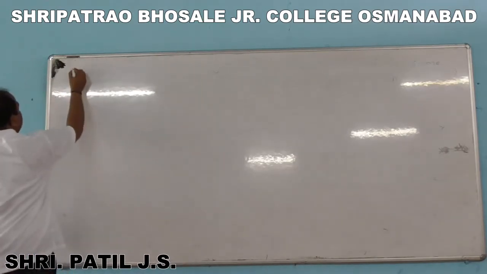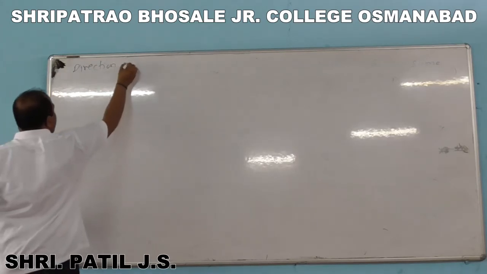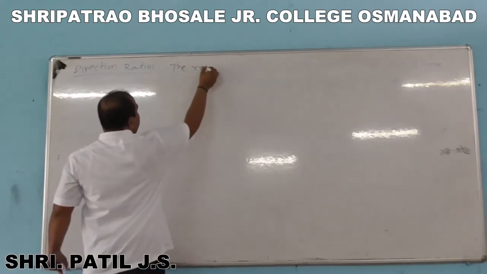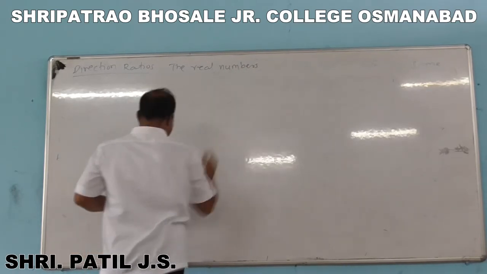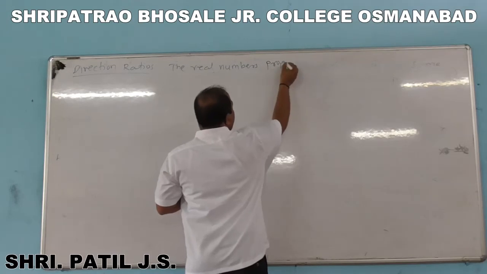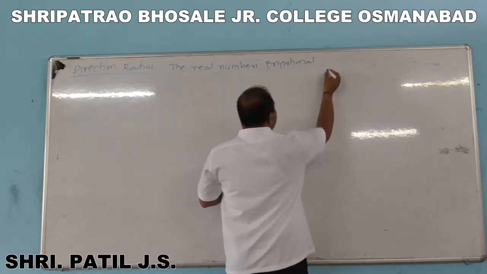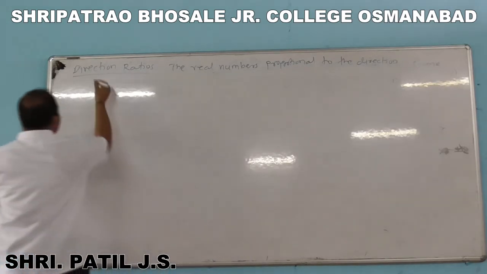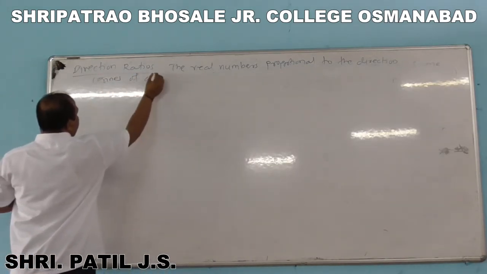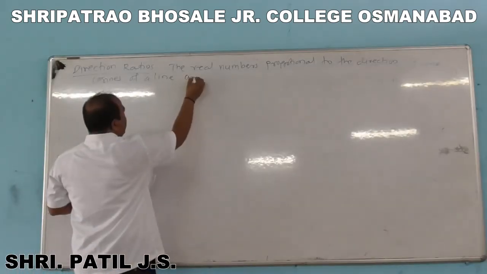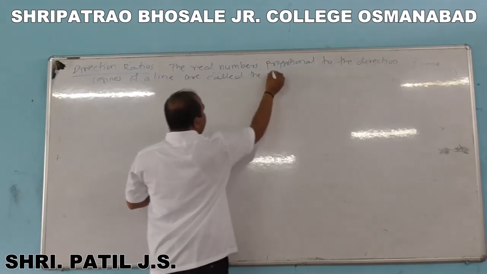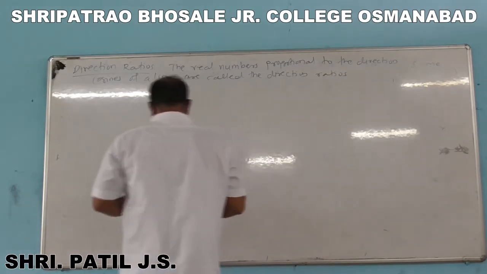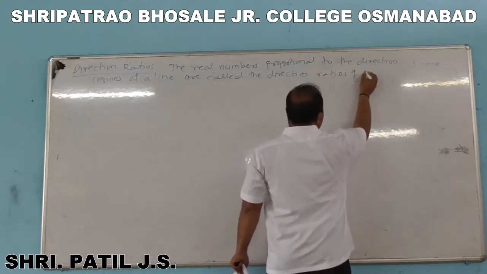The next point is direction ratios. Direction ratios means the real numbers proportional to the direction cosines of a line are called the direction ratios of that line.